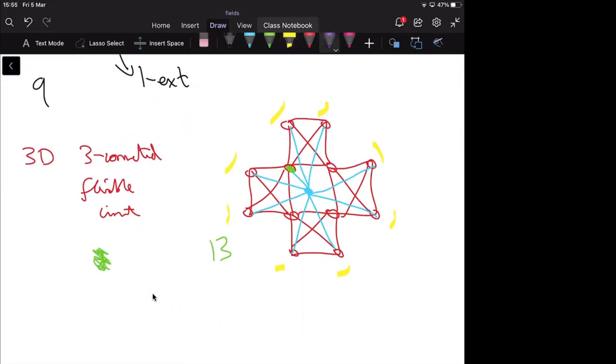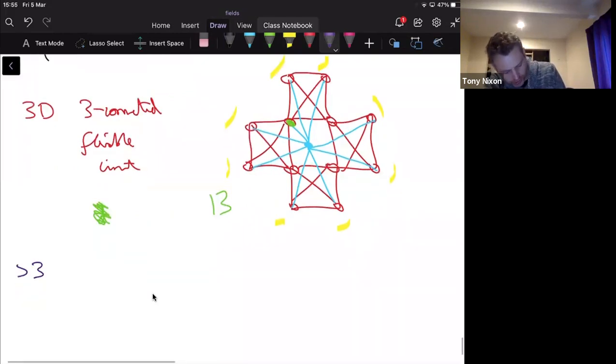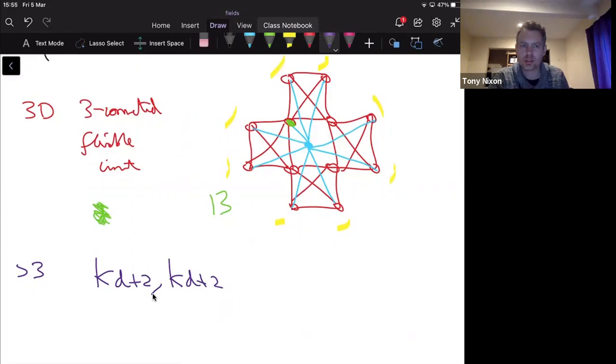Thank you. And so just to finish the answer, if you go above dimension 3, then you also get the flexible circuits, which are K_{D+2,D+2}. So this is not just 3-connected, but can be quite highly connected. You can get quite highly connected examples in higher dimensions.